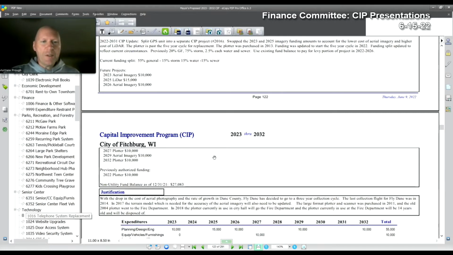Also listed in this project are things like our plotter, which is the large format printer that we use to print out all of the really large maps that we display. So this is just equipment that either is on a replacement schedule, the plotter is roughly a 5-year replacement schedule, or it's imagery that is timed along with our partners, and we partner with them to all go together and get the imagery.